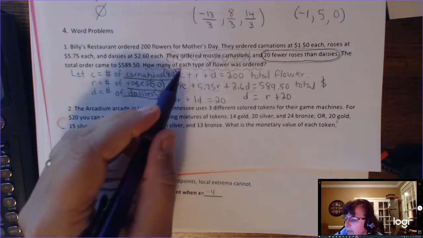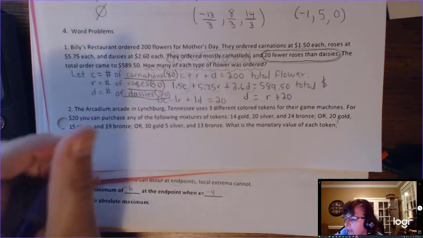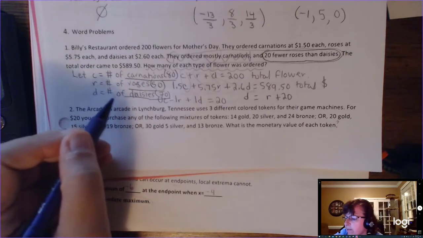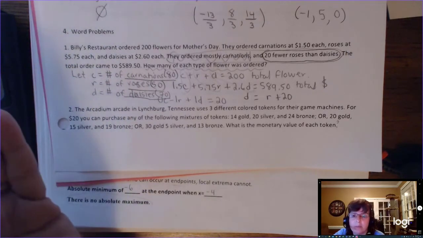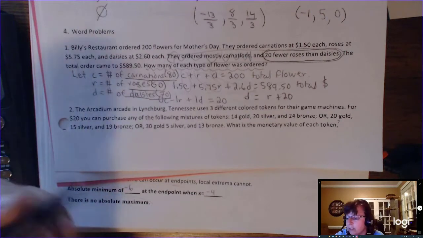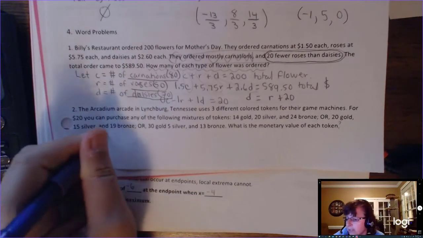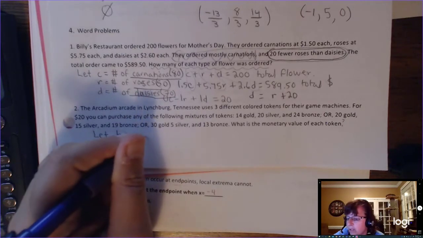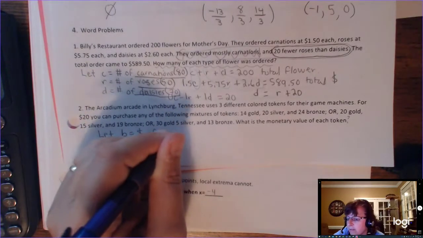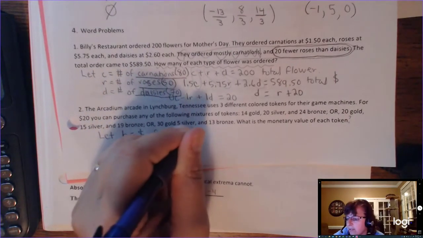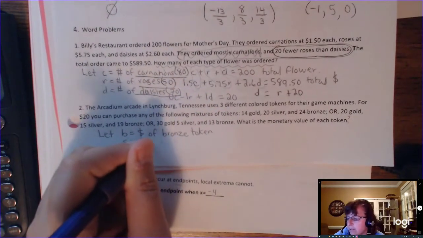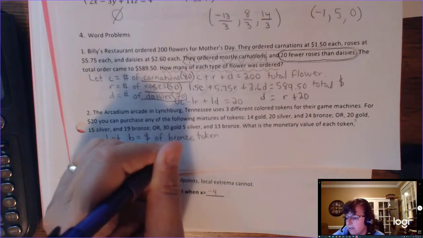So this question was how many of each type. This is talking about the monetary value, and that's why I don't want you to just put carnations, roses, daisies. I want you to put number of, because sometimes I might ask you for the number of coins, or like this one, I'm asking you for the monetary value of each token. So let's let B equal, don't say bronze, the cost of a bronze, because that's what we want to know. And let's let S equal the cost of a silver token.